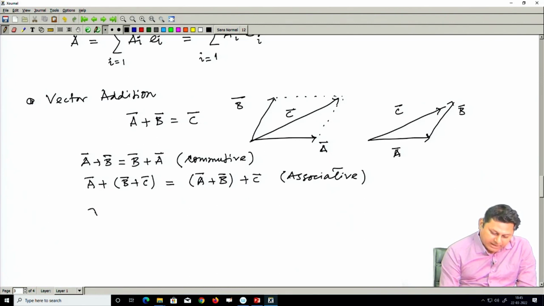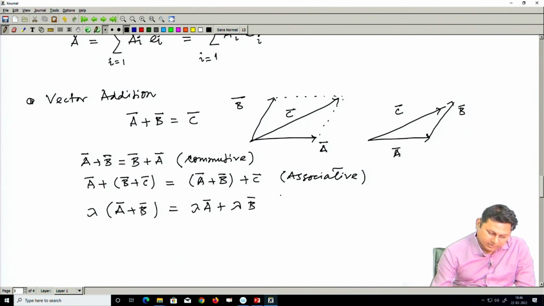And if lambda is a scalar quantity, then you can have lambda multiplied by the vector A plus B, and you will get the same result as lambda A plus lambda B. This is called distributive.